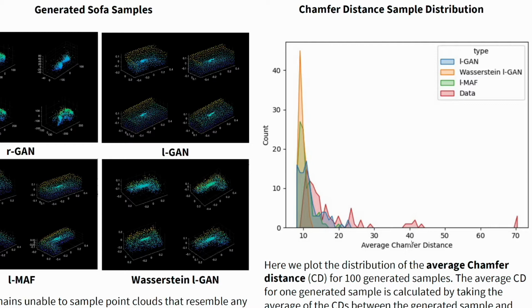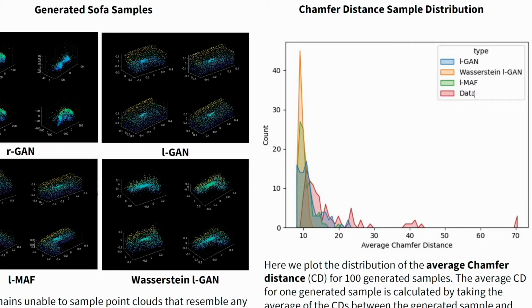Here in this plot, we're mapping the distribution of the average chamfer distance. So what we're doing is we're taking 100 generated samples and 100 samples from the data distribution. We're measuring the chamfer distance between each generated sample and each real sample, and we're calculating the average across all of the different generated samples. We plot 3 different distributions for each of our generated models, so LGAN, Wasserstein LGAN, and LMAF. You can see that they all do very similarly in terms of the chamfer distance.